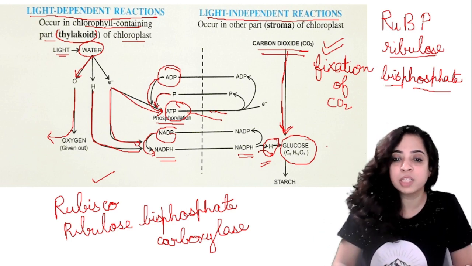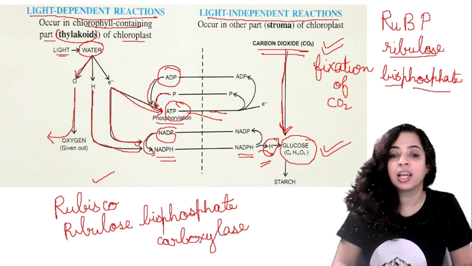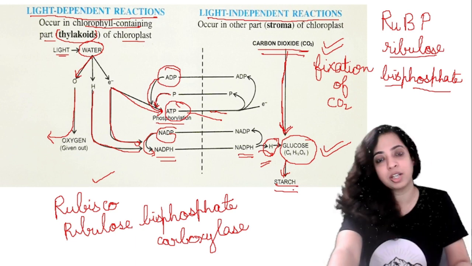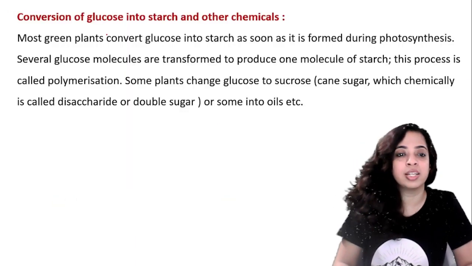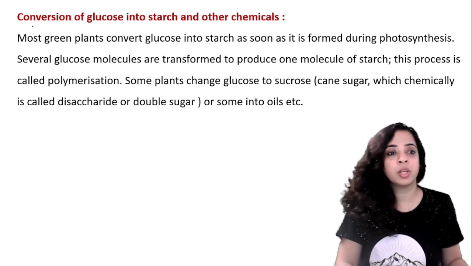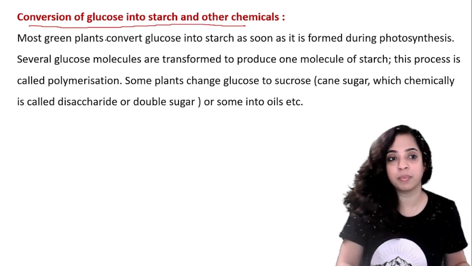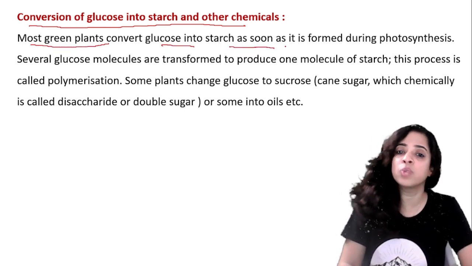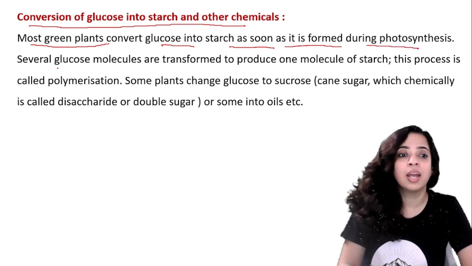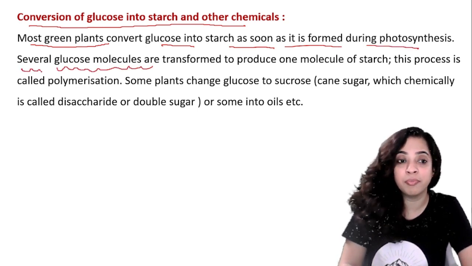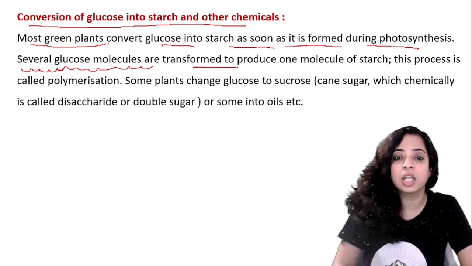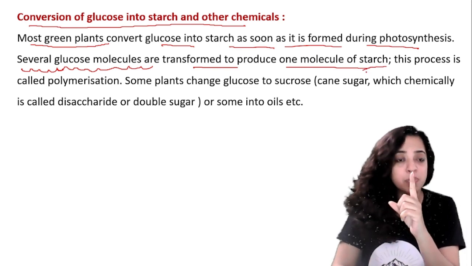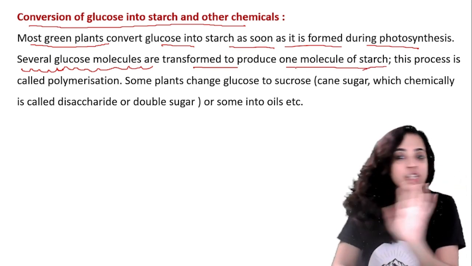Now this glucose that has been formed, my dear children, gets converted into starch and gets stored in the leaf and other parts of the plant. So let's study what happens to this glucose: the conversion of glucose into starch and other chemicals. Most green plants convert this glucose into starch as soon as it is formed during photosynthesis. Now, several glucose molecules are transformed to produce one molecule of starch. The reaction is not in your course.